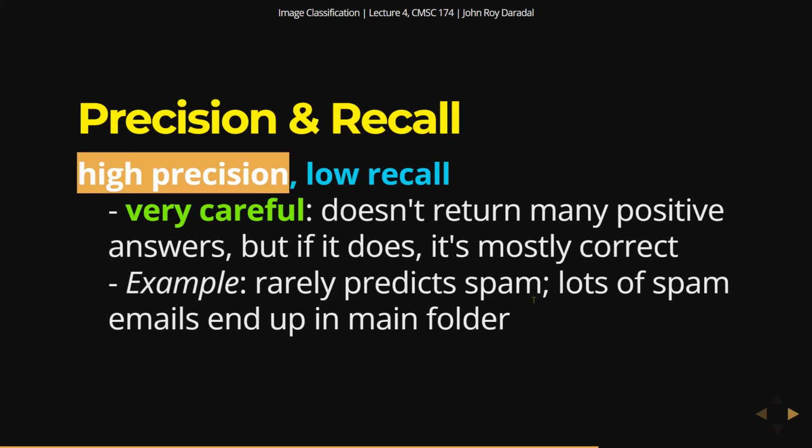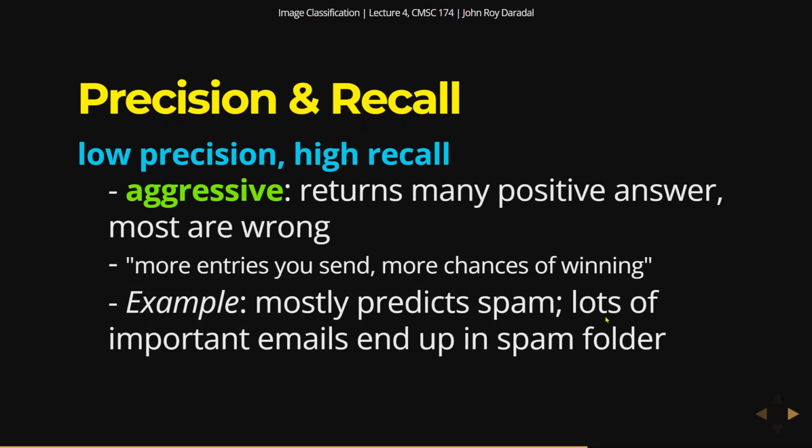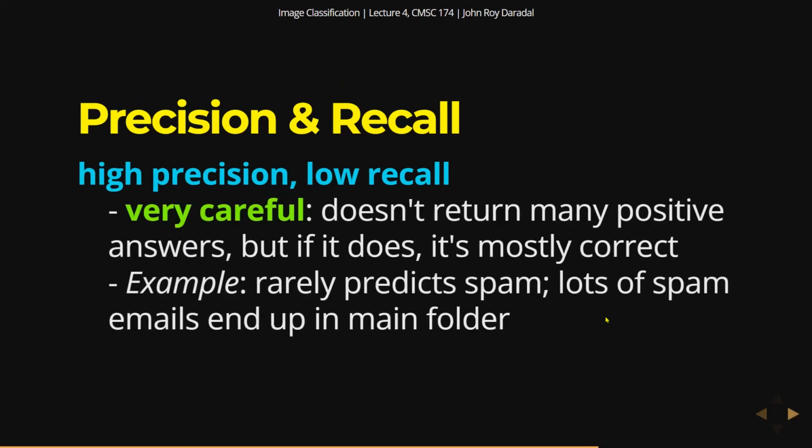But a lot of spam emails end up in the main folder, so you have low recall as well. Your spam folder does not recall as many spam messages as possible. So you don't want this either, because then your spam filter is not doing too well, since a lot of spam emails end up in the main folder. So that's the difference between precision and recall. It's up to you whether you want the aggressive version or the conservative version. Okay, so those are evaluation metrics.